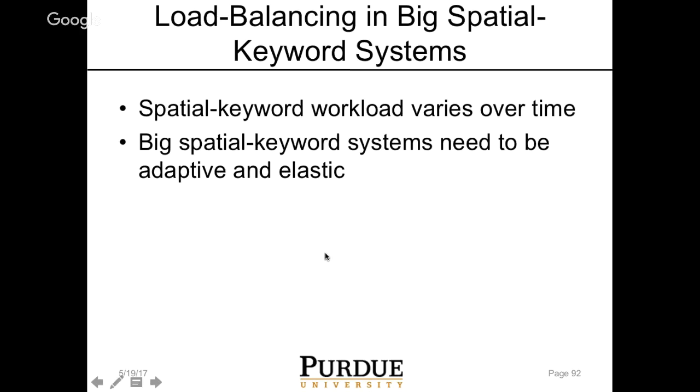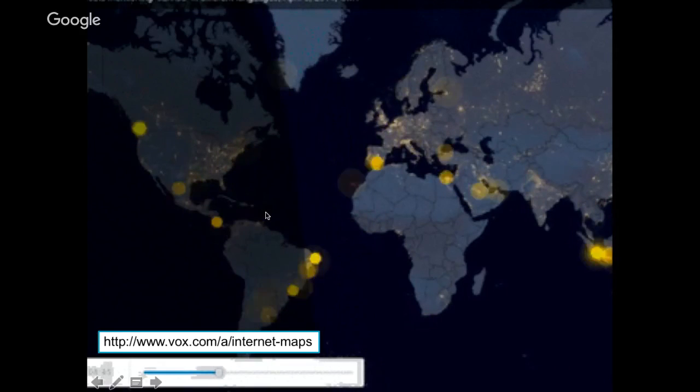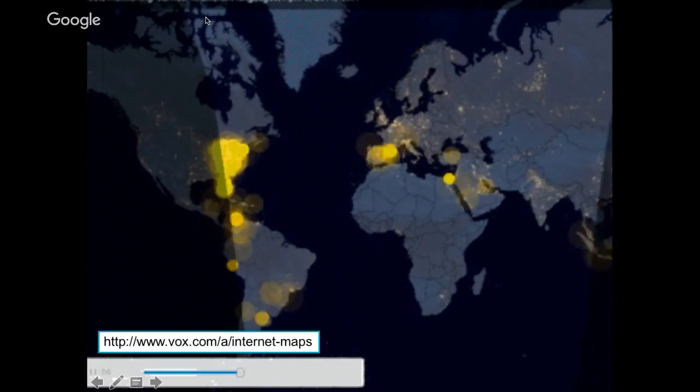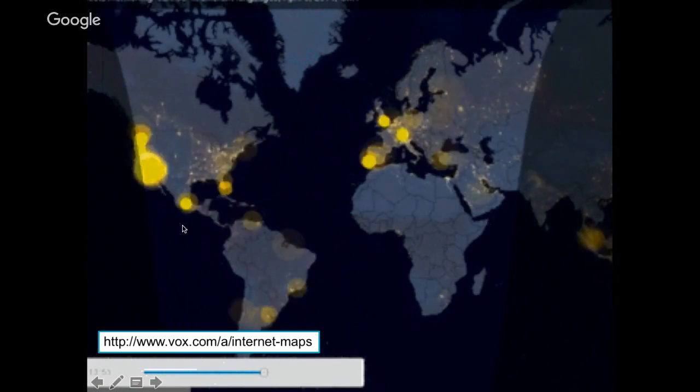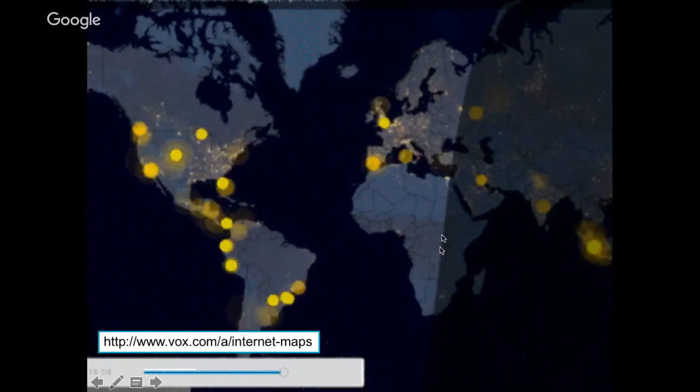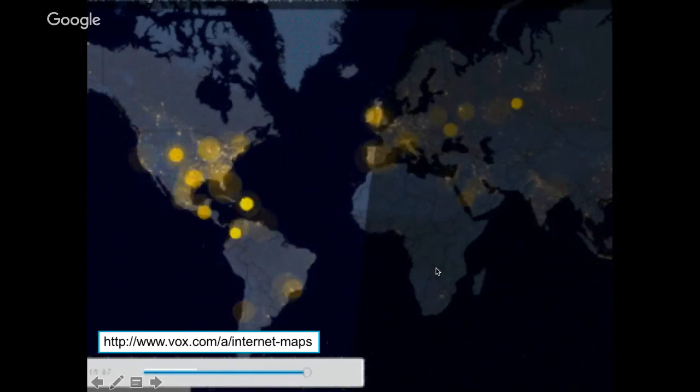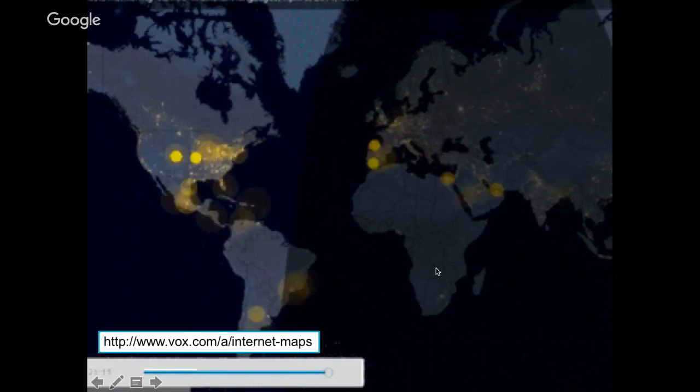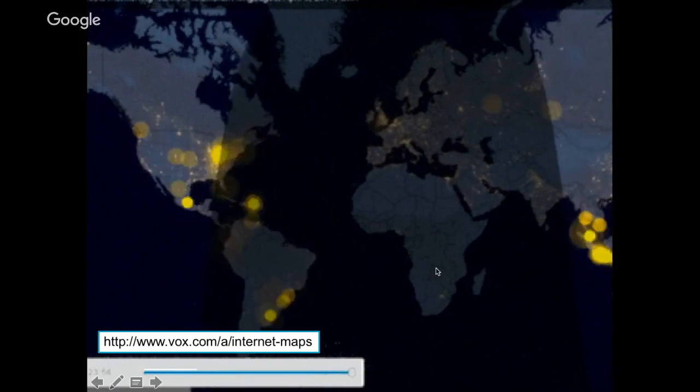As we know, spatial keyword workload varies over time because of the distribution and the movement of the objects over space and time, and also the trending activities vary from one location to another over time as well. So spatial keyword systems need to be adaptive and elastic. This is just an example of the day and night. This is the day, and this is the night, and you can see that the distribution changes as time passes.